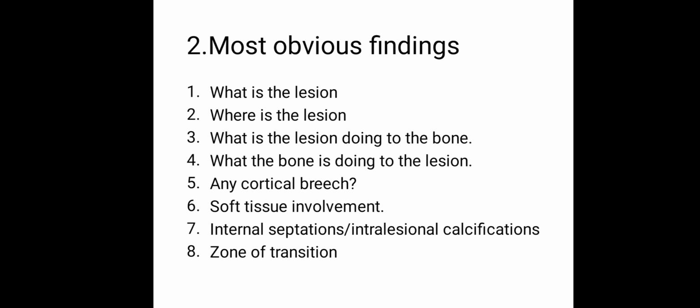Second question is, where the lesion is located? Then what is the lesion doing to the bone? Then what the bone is doing to the lesion as a reaction? Is there any cortical breach? Is there any soft tissue involvement? Are there any internal septations or intralesional calcification? And what type of zone of transition is there? Whether it is a narrow zone of transition or there is wider zone of transition.